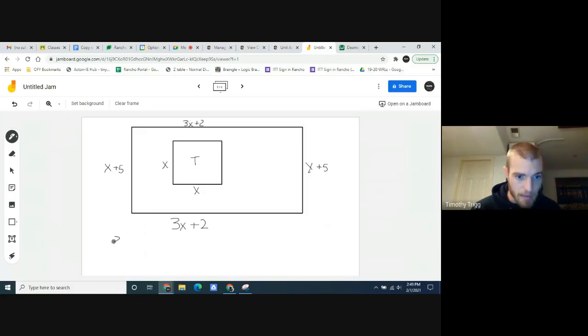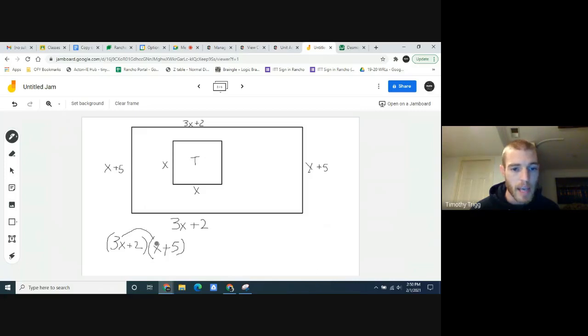So it's going to be 3x plus 2, and again, this is the area, times x plus 5. So the length times the width. Hopefully you know how to multiply two binomials together, but if not, that's okay. We'll go ahead and do it together.